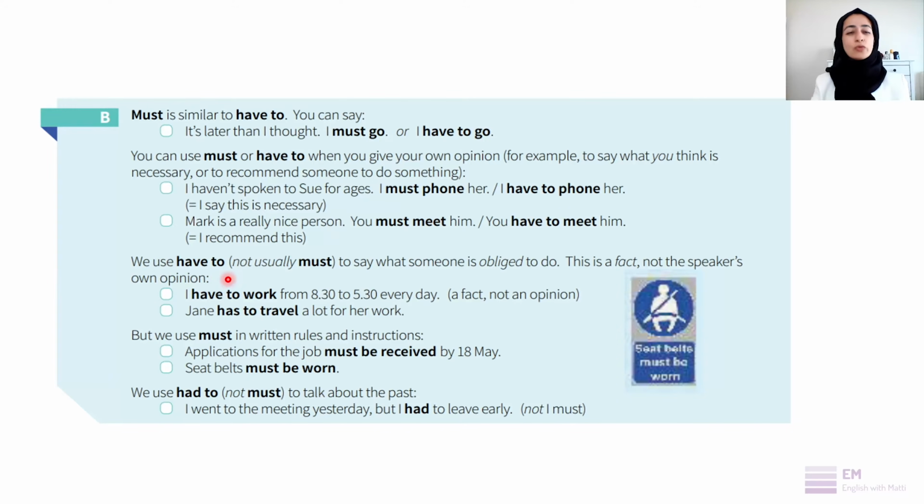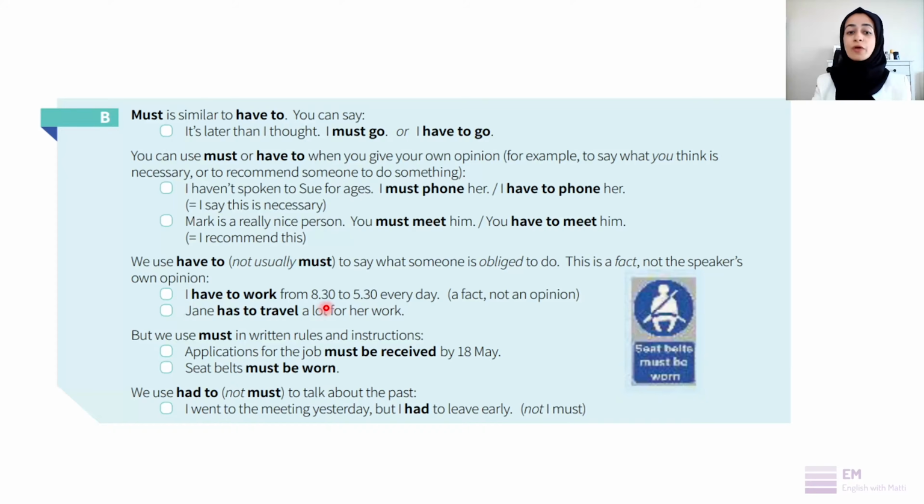We use have to, not usually must, to say what someone is obliged to do. ما از have to استفاده میکنیم نه از must برای اینکه بگیم یه نفر چه کاری رو باید انجام بده. This is a fact, not the speaker's own opinion. این یک حقیقته، نظر شخصی من نیست. تو این شرایط من فقط میتونم از have to استفاده کنم.